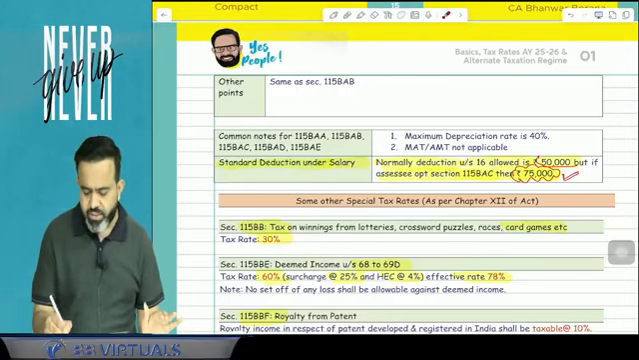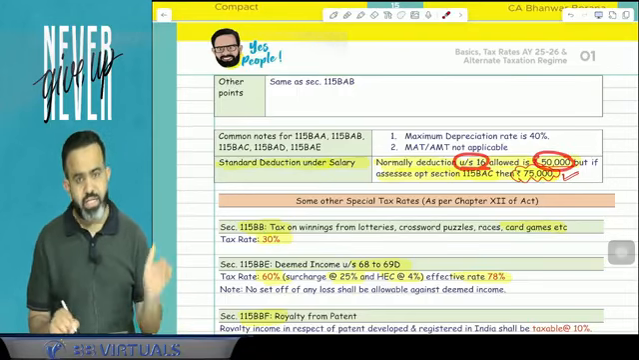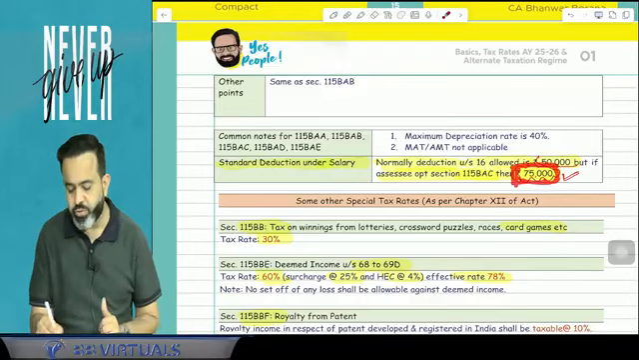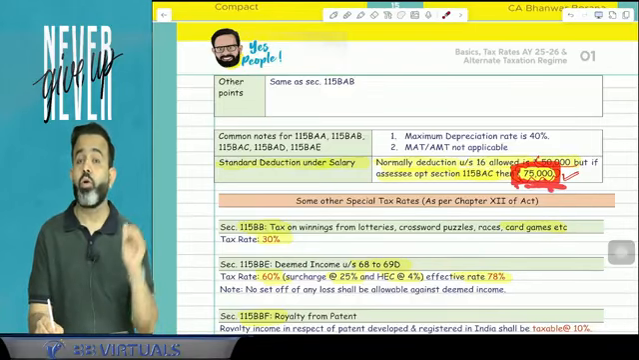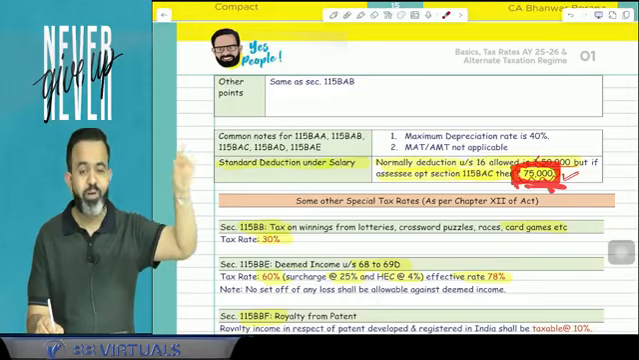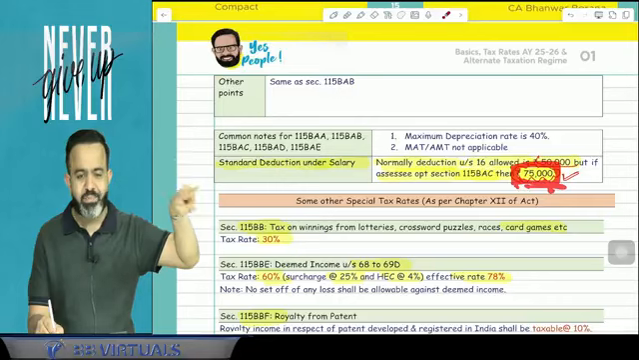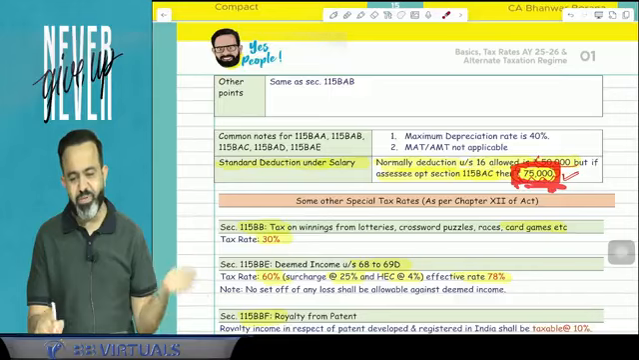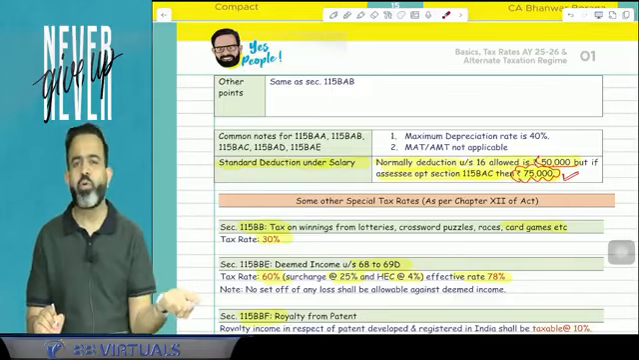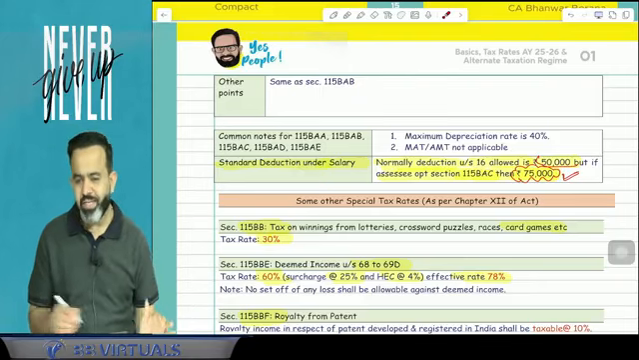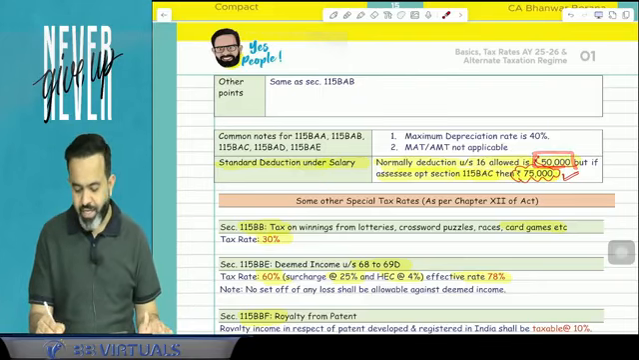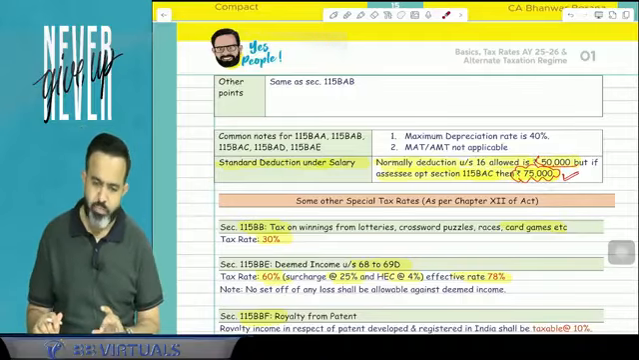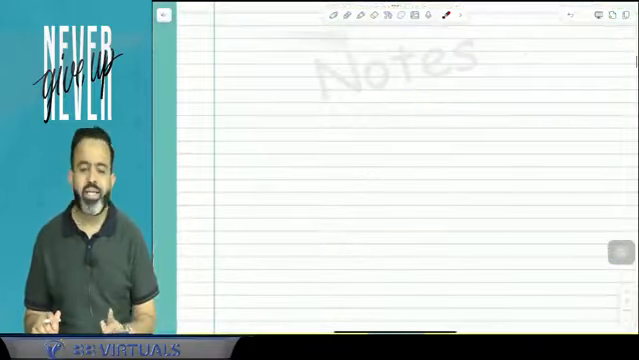So normally standard deduction under section 16 is 50,000. But guys, if you follow 115BAC, then this standard deduction is raised to 75,000. So from the deduction perspective under section 16, 115BAC is more beneficial, because if you opt out from the default taxation regime and follow the normal provision, then this standard deduction is 50,000. If you follow the 115BAC default taxation regime, then it is 75,000. You got my point or not? Yes. So these are all the amendments in topic number 1.